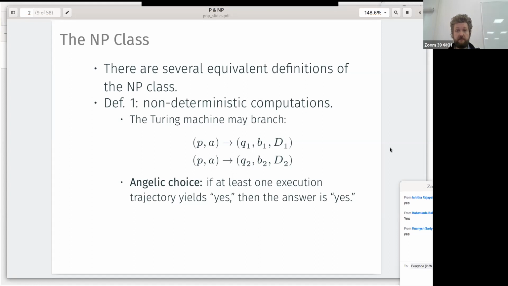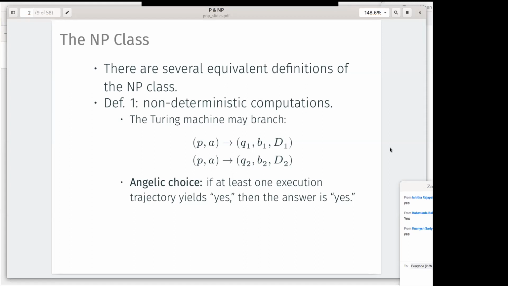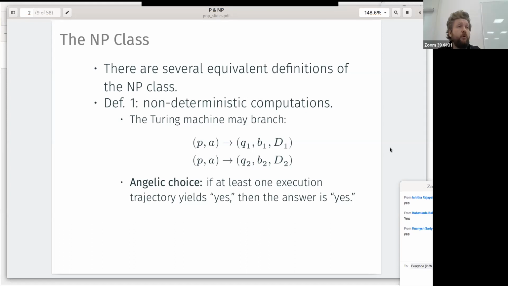This boils down to the following definition. A non-deterministic Turing machine can have many execution trajectories, many execution tracks, whereas a deterministic machine has only one. If at least one of them wins, if at least one of them yields the answer yes, then the total answer is yes. And the answer no happens only if we fail in all possible ways of execution.